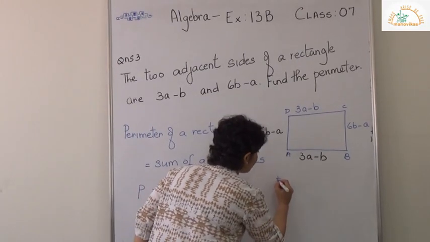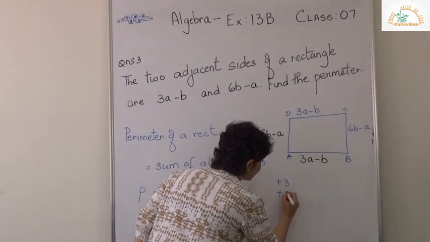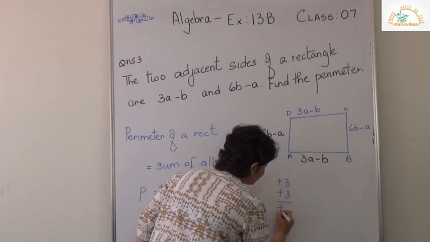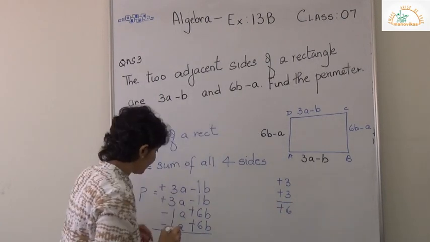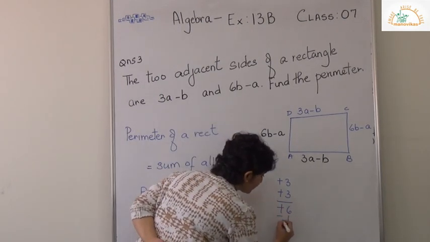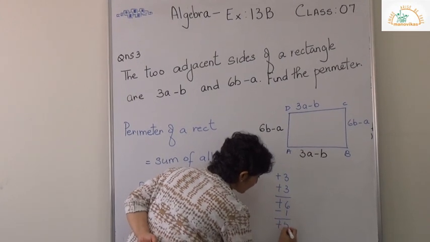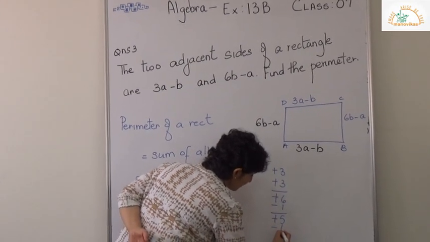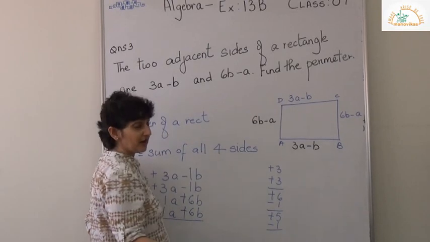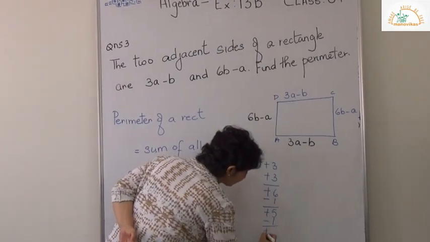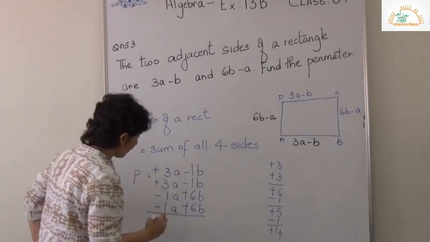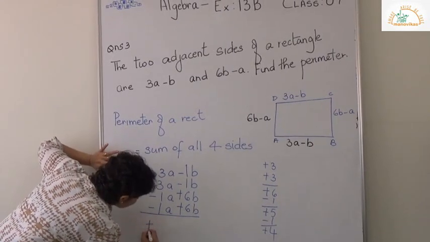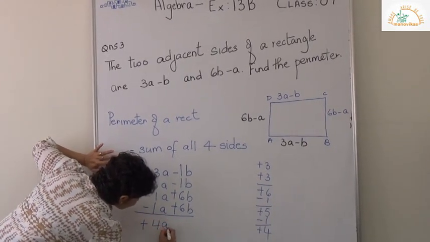I have plus 3 plus 3. That gives me plus 6. Then I have minus 1. That will give me plus 5. Minus 1. Again, different family, subtract. That will give me plus 4. So my answer here will be plus 4a.